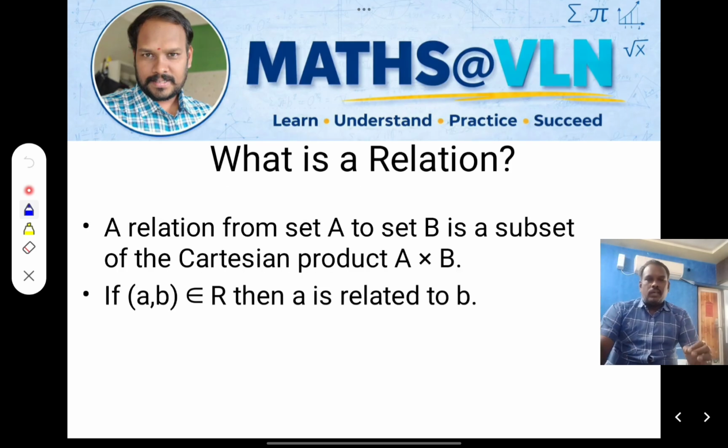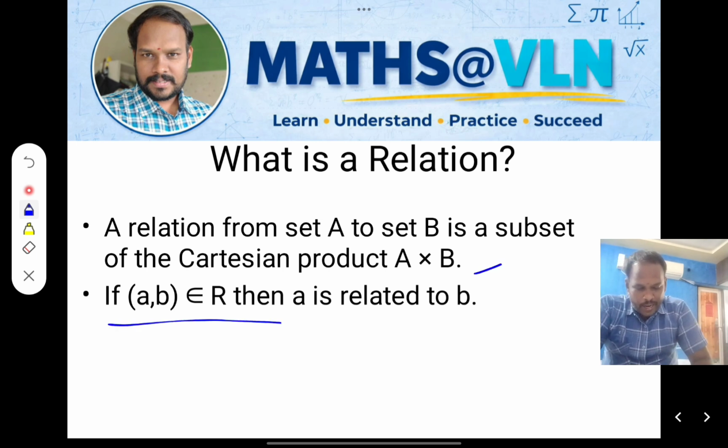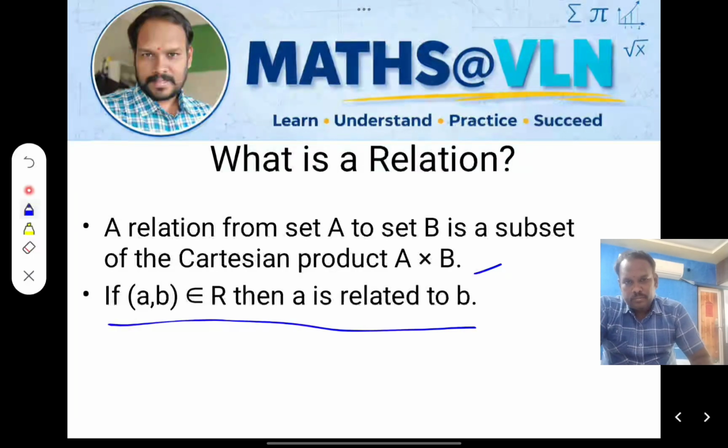So, what is the actual definition? A relation from set A to set B is a subset of the Cartesian product A cross B. And also we will write, if (a, b) is an ordered pair, (a, b) belongs to relation R, capital R, then a is related to b.